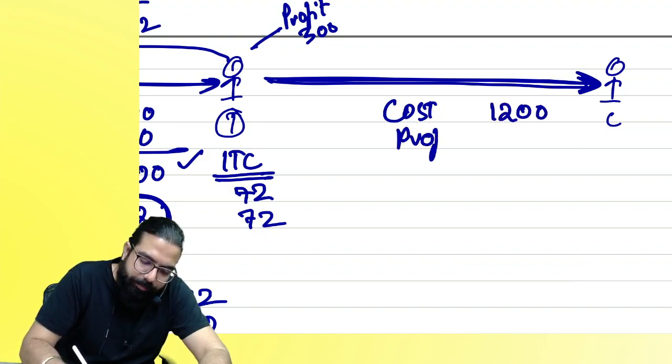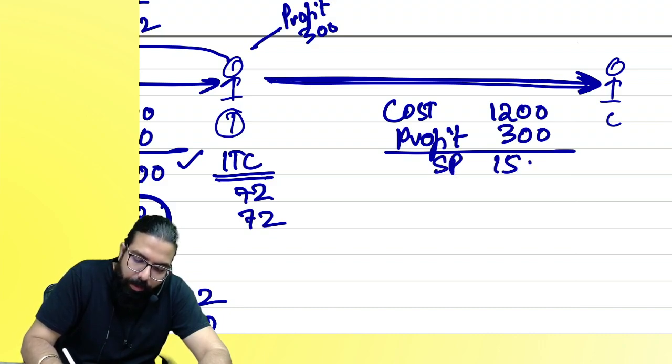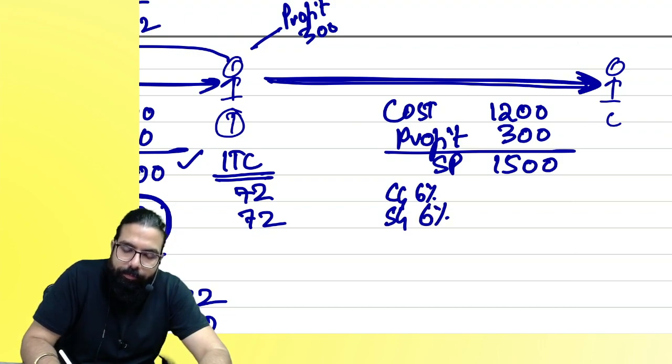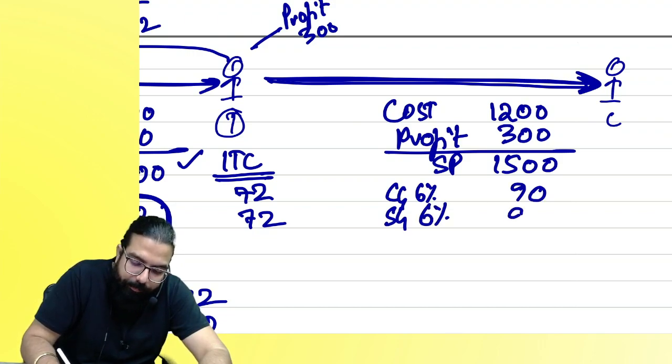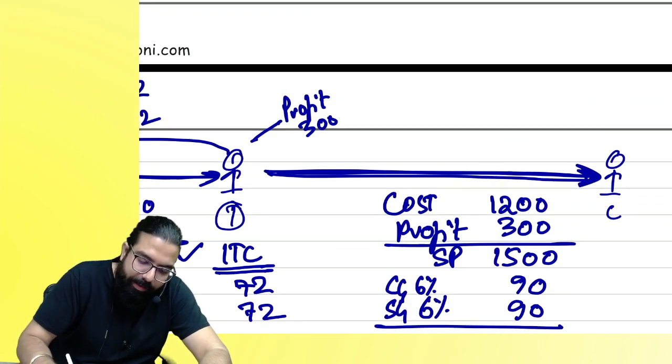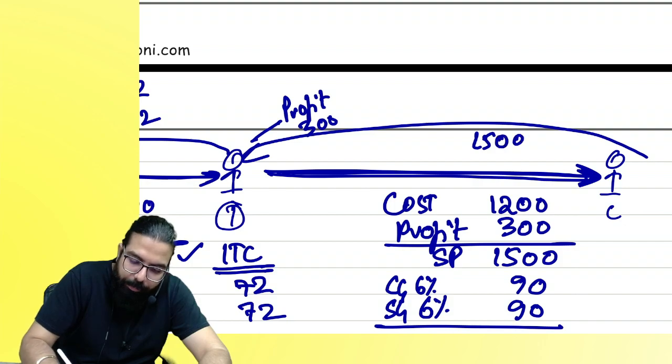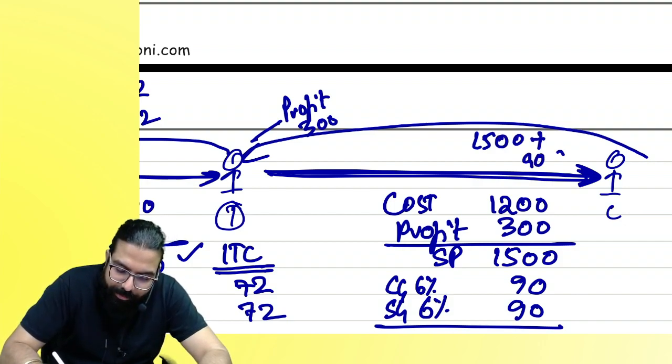Profit 300. How much is the total selling price? 1500. GST is how much? CGST is 6%, SGST is how much? 90 and 90. Everyone, this guy will pay to him 1500 plus 90 CGST and 90 SGST.